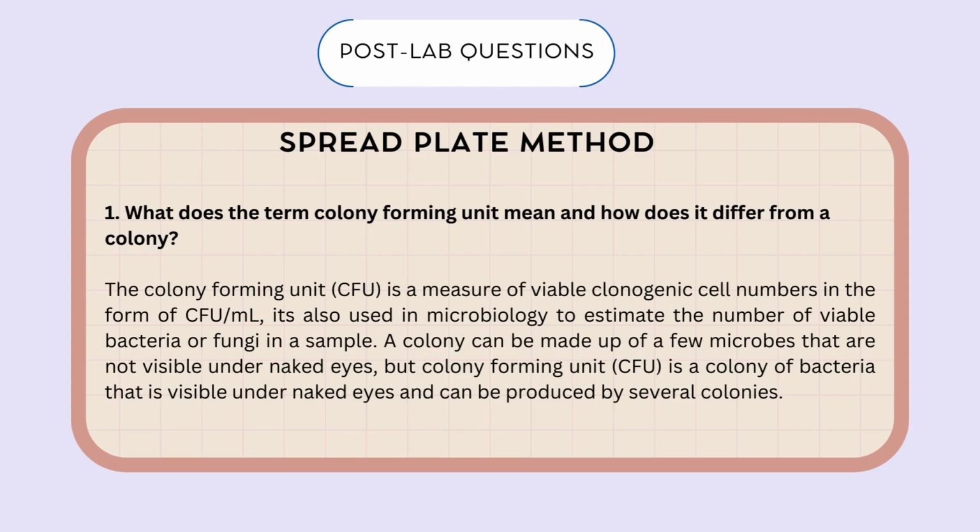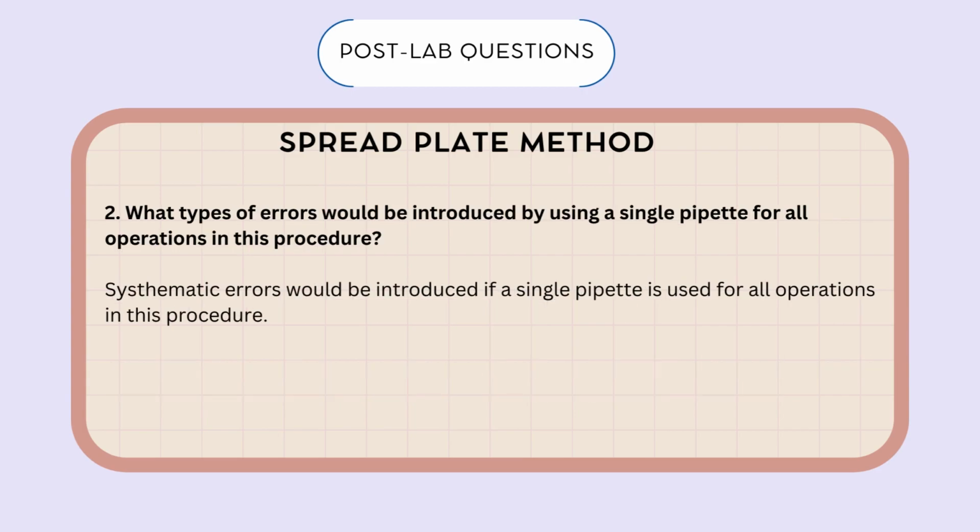What does the term colony forming unit mean, and how does it differ from a colony? The colony forming unit, CFU, is a measure of viable clonogenic cell numbers in the form of CFU per ml. It's also used in microbiology to estimate the number of viable bacteria or fungi in a sample. A colony can be made up of a few microbes that are not visible to the naked eye. But a colony-forming unit is a colony of bacteria that is visible to the naked eye and can be produced by several colonies.